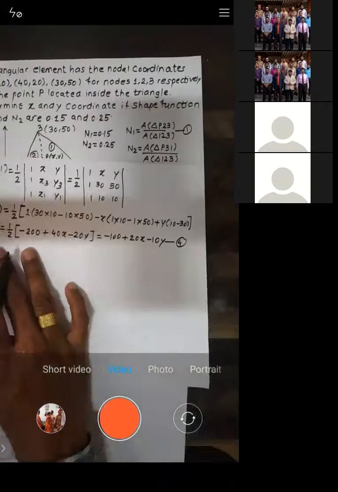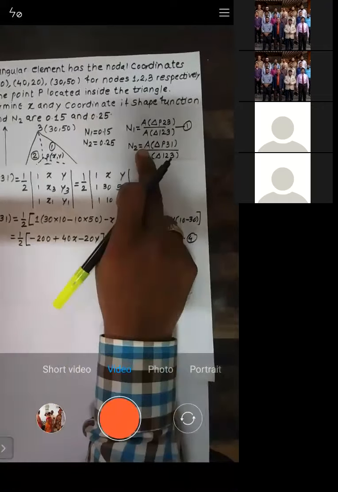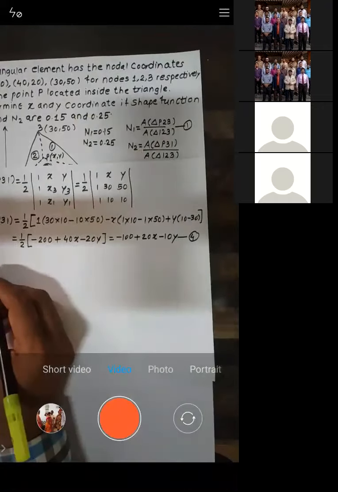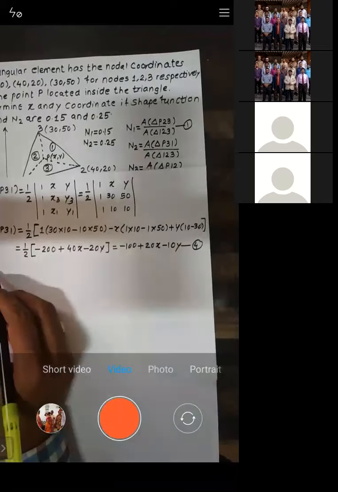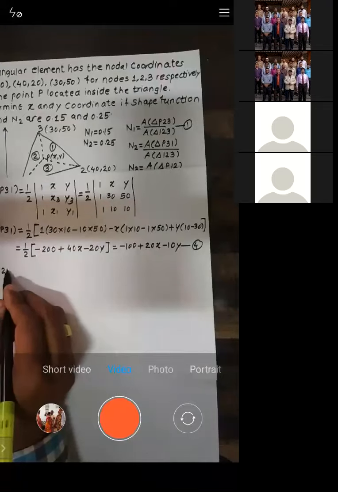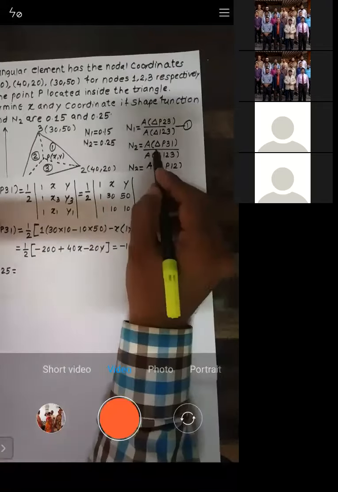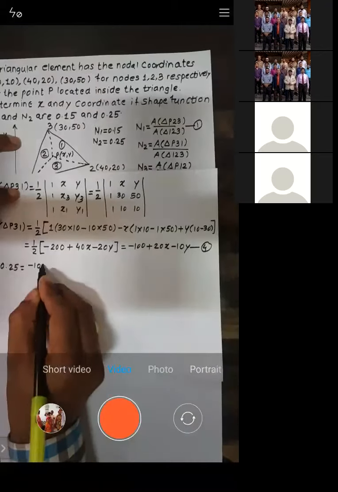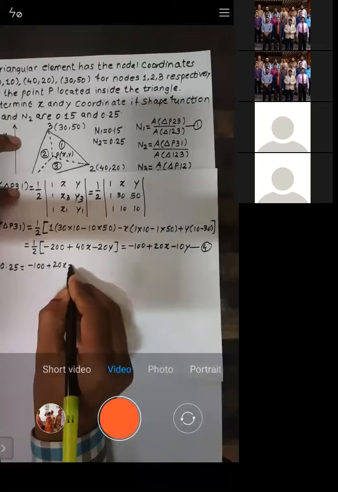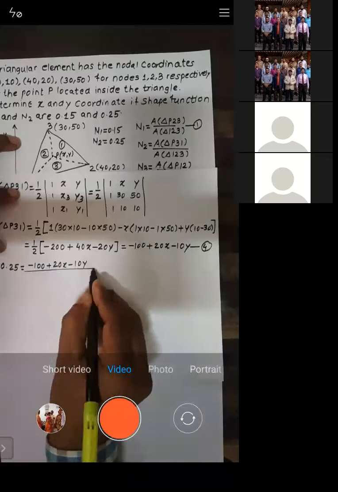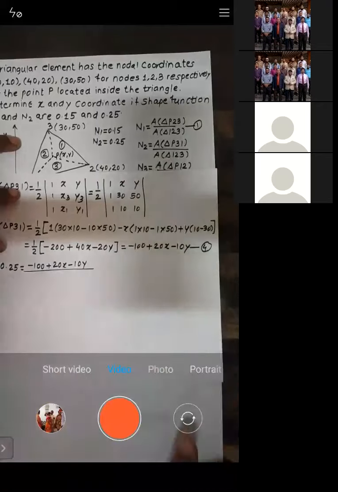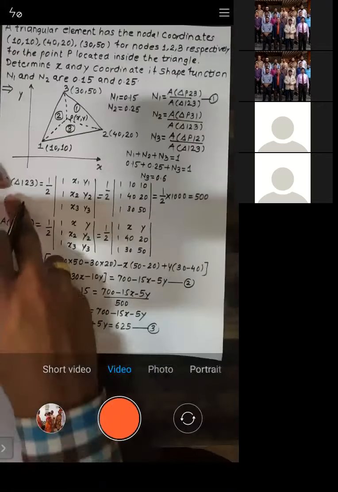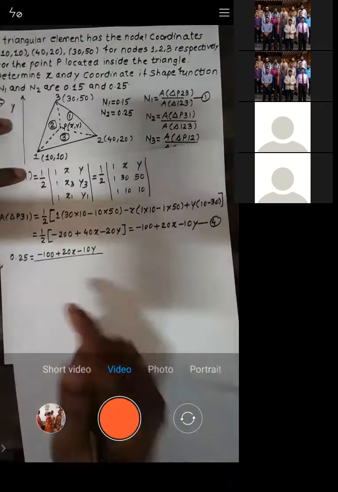So now what we'll do is we'll put that equation 4 into this equation. Yes or no? We'll put that. So N2, what is the value of N2? It is given 0.25 is equal to area of triangle P31 upon area of triangle 1, 2, 3. P31 is minus 100 plus 20x minus 10y. What is the area of triangle 1, 2, 3? It's 500, right?